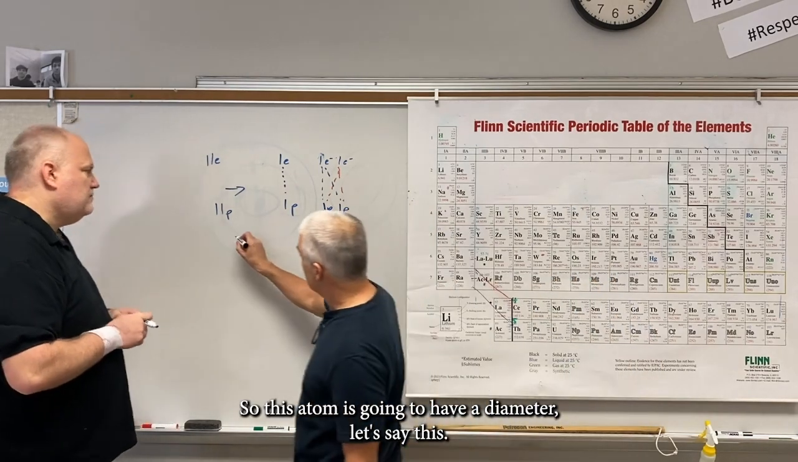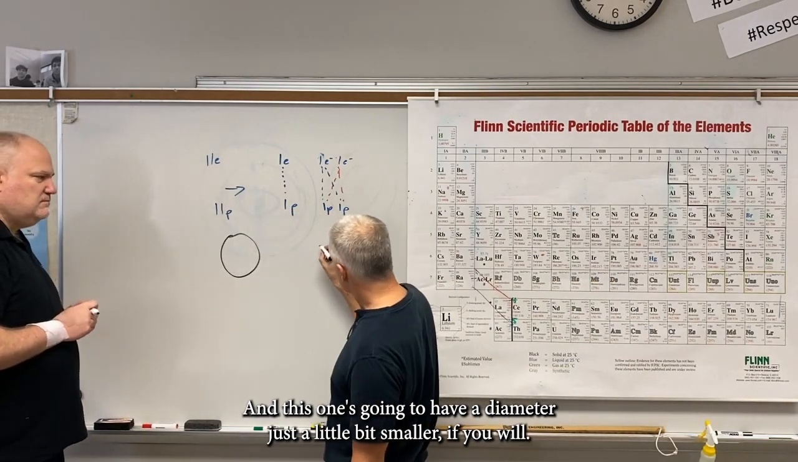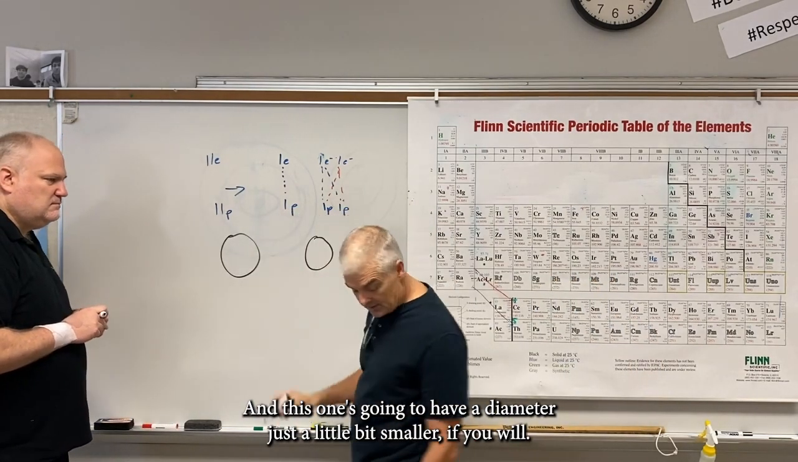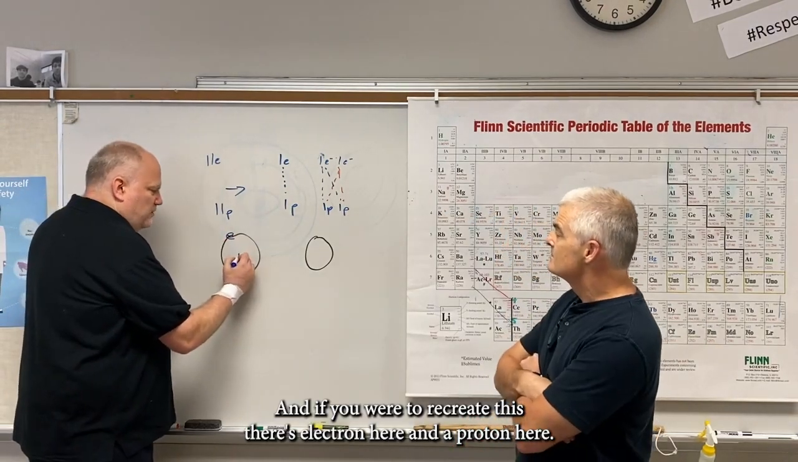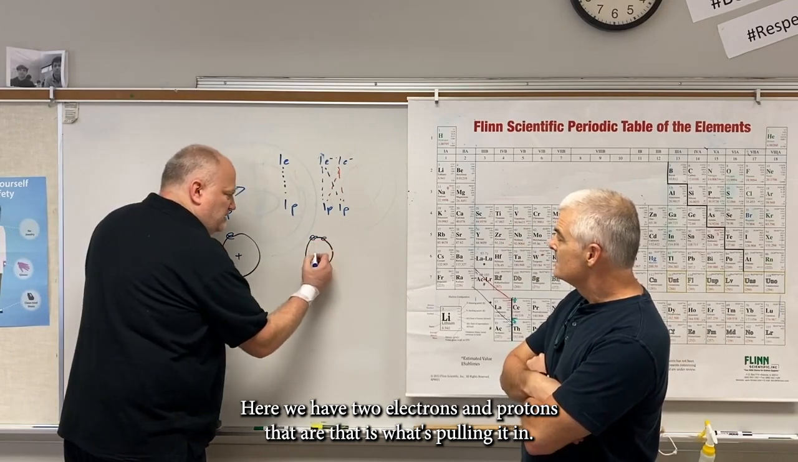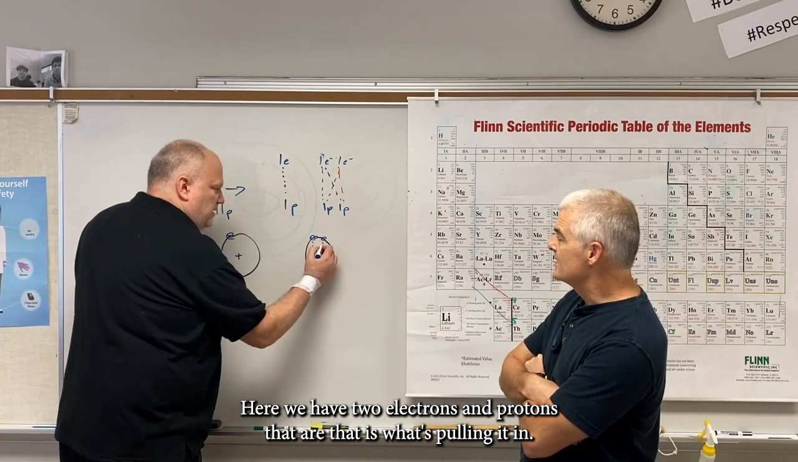So this atom is going to have a diameter, let's say this, and this one's going to have a diameter just a little bit smaller, if you will, or a radii. And if we were to recreate this, there's an electron here and a proton here. Here we have 2 electrons and we have 2 protons, and that is what's pulling it in.